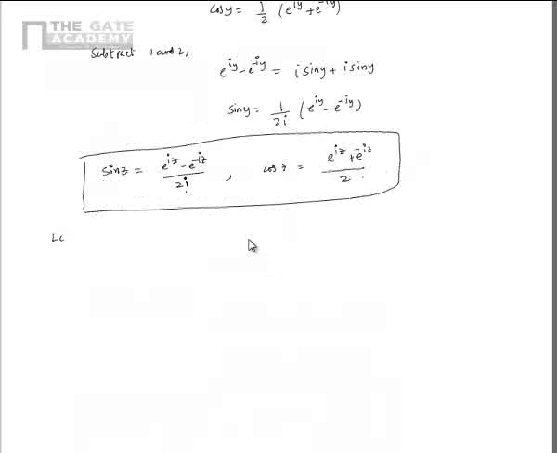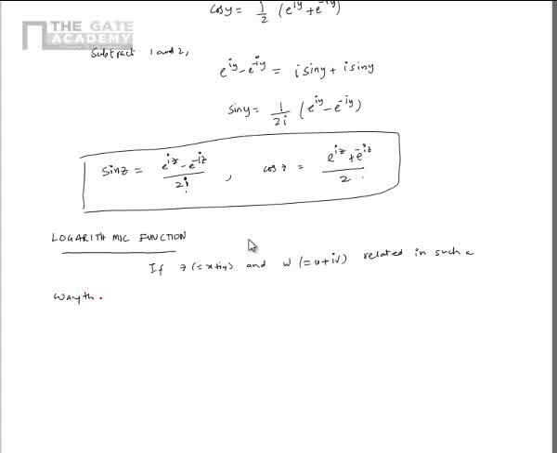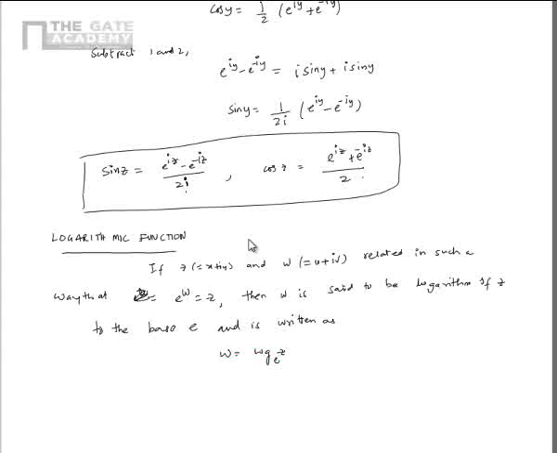So now let's see the logarithmic function. If z, which is x plus iy, and w, which is u plus iv, are related in such a way that exponential of w is z, then w is said to be the logarithm of z to the base e, and is written as w equals log z to the base e.